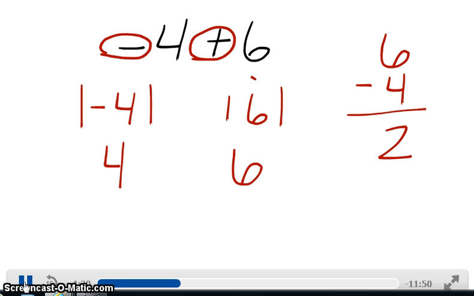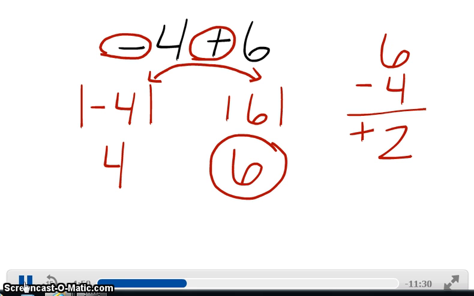Well, if we look back at both absolute values, the absolute value of -4 is 4, but it started as negative. The absolute value of 6 is 6, but it started as positive. So we want to keep the sign of the larger absolute value, which is 6. It started as positive, so our answer will be positive.